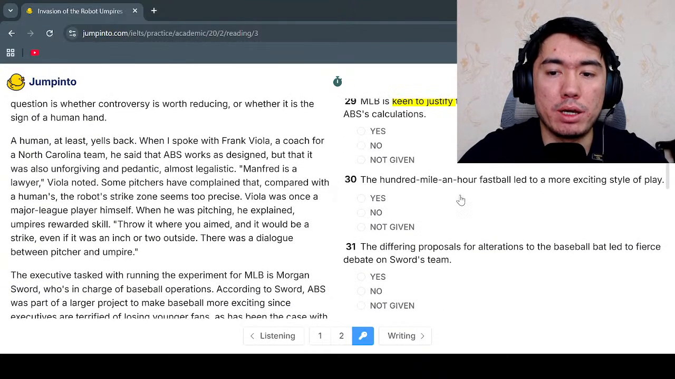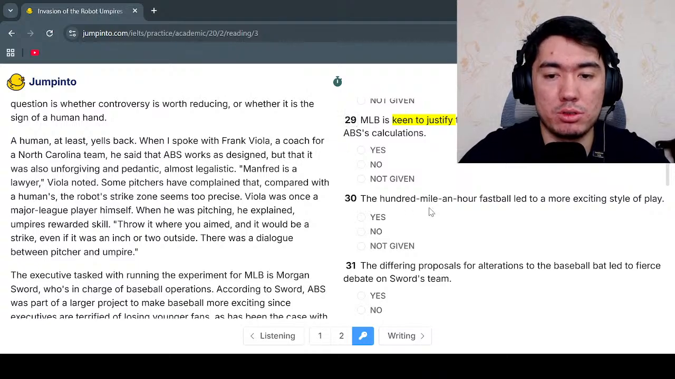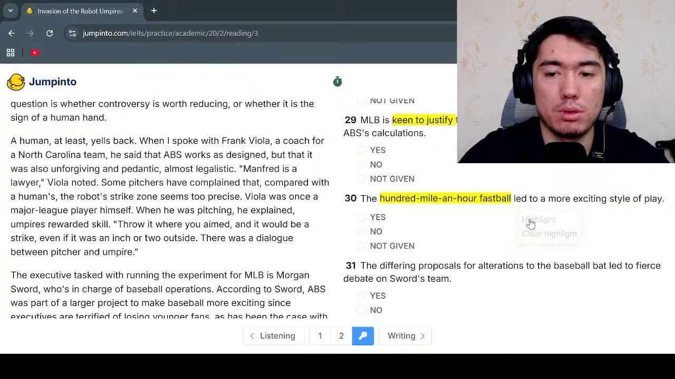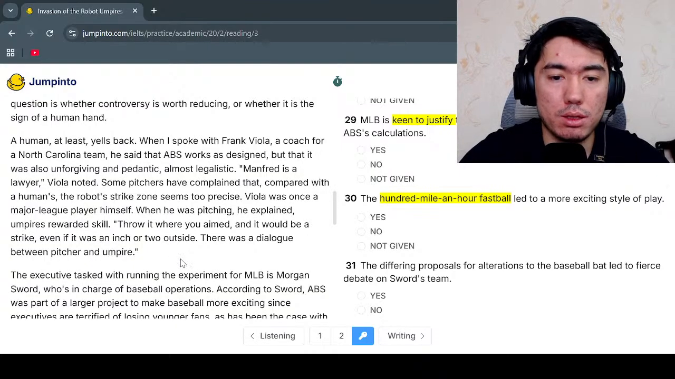The 100-mile-an-hour fastball. I mean, I can't find this 29, so I'm just looking at 100-mile-an-hour fastball to narrow down my search.